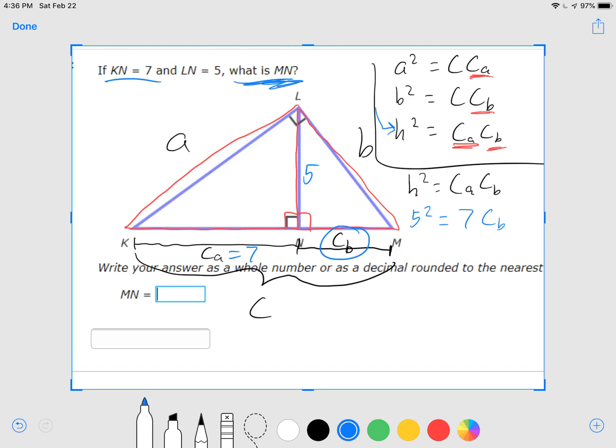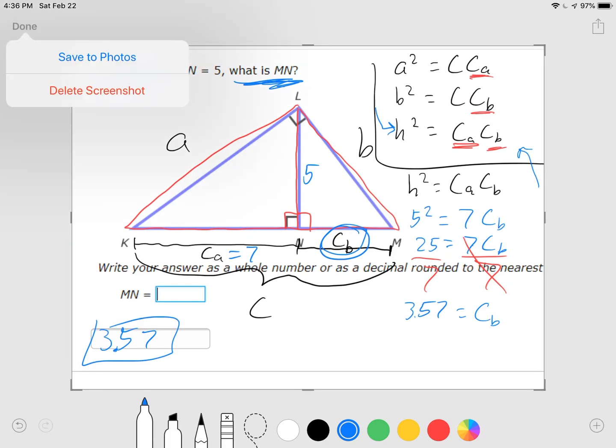So it says, what is MN up here? And that's what they're looking for. On these IXL questions, the pattern was very clear. They're always looking for the one that's missing in one of these equations. Okay, so then 5 squared is 25, equals 7 times CB on the right. And then divide both sides by 7. That cancels out, and you get CB is equal to, you have to type it into your calculator because they want you to round. So 25 divided by 7 is 3.57, rounded to the nearest hundredth. So you type in 3.57 on IXL.